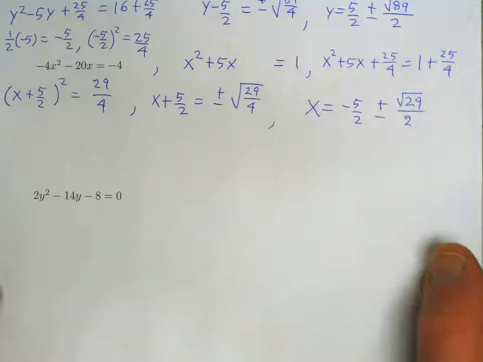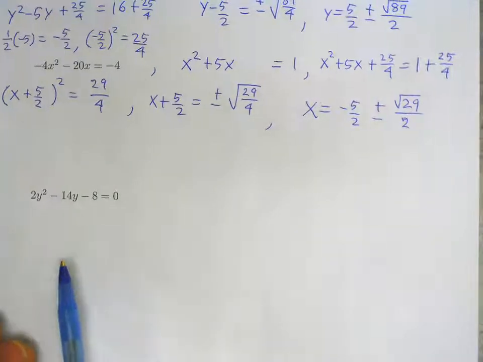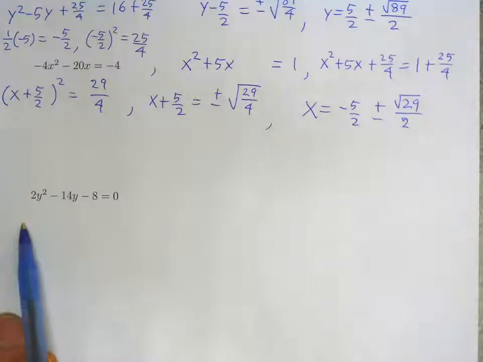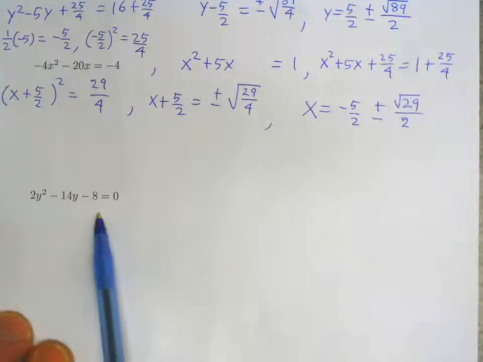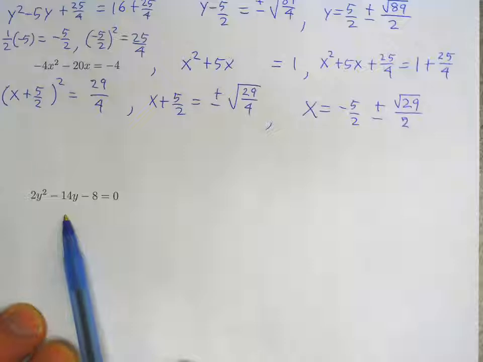Okay, there's less than 2 minutes, so we'll at least get started on this one. 2y squared minus 14y minus 8.